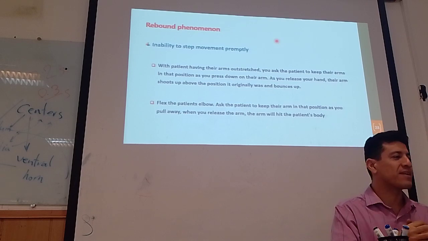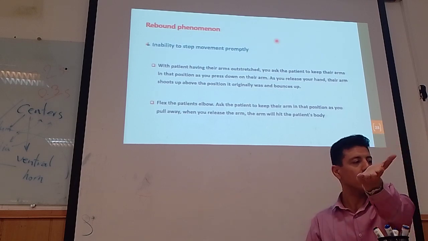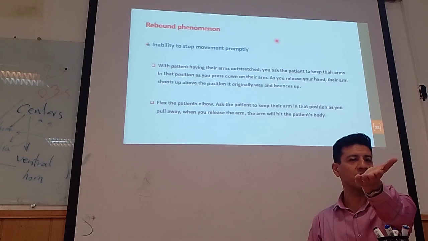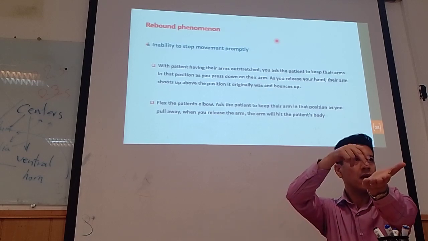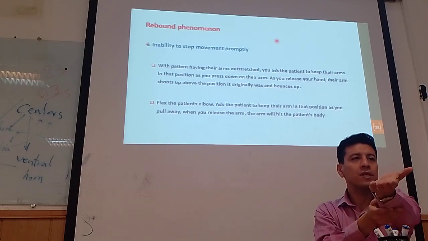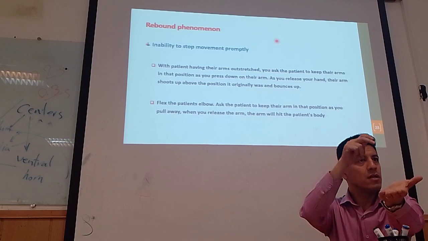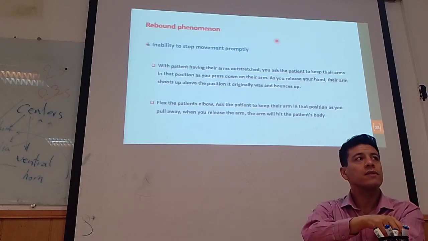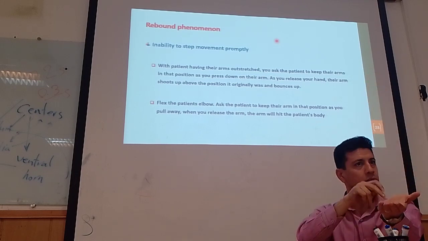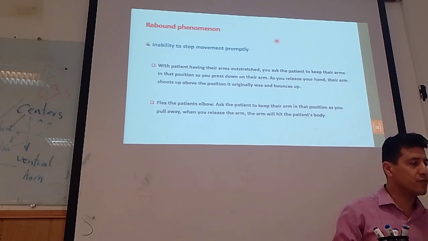It's very conceptual. A rebound phenomenon. You ask the patient to stretch the arm and hit it. It should come back to the same position. If there is damage, it goes down and then there is overshoot. So this is called the rebound phenomenon.